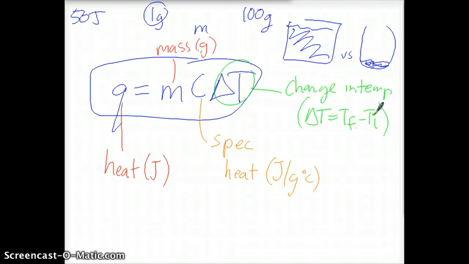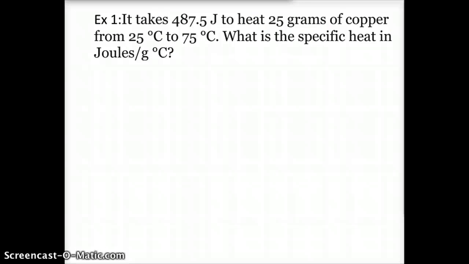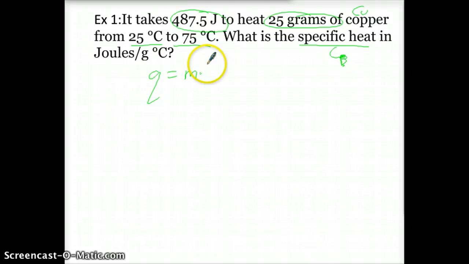So how do we use this equation? Well, let's consider an example here. It takes 487.5 joules of heat to heat up 25 grams of copper from 25 to 75 degrees Celsius. What is the specific heat? I'm going to label that c, in joules per gram degree Celsius. Okay, well, it's asking for specific heat. So I'm given some numbers. Quantitatively, my goal to get specific heat, I know Q is equal to mc delta T.